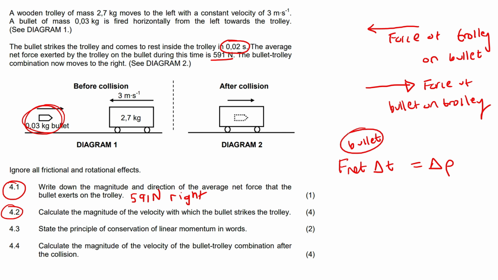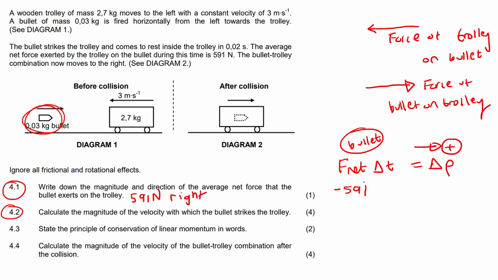Okay, this is all about the bullet. So let's choose to the right as positive. So what force was exerted on the bullet? Well, there was a force of 591 newtons exerted on the bullet, but that was to the left. Okay, so you're going to put a minus over here.